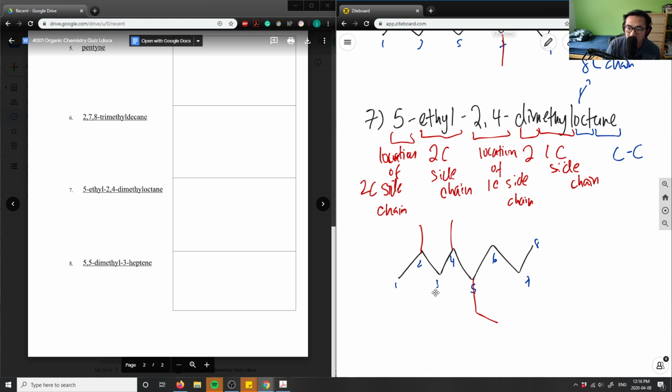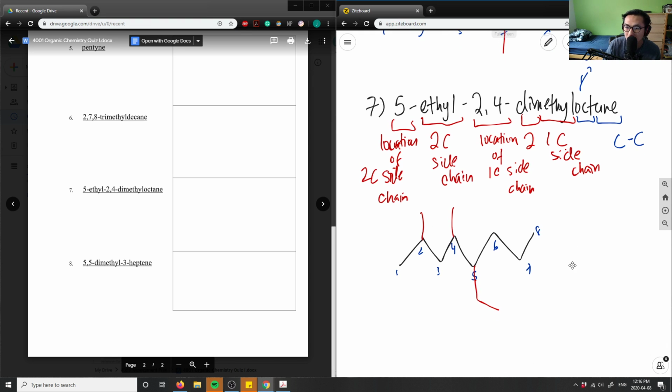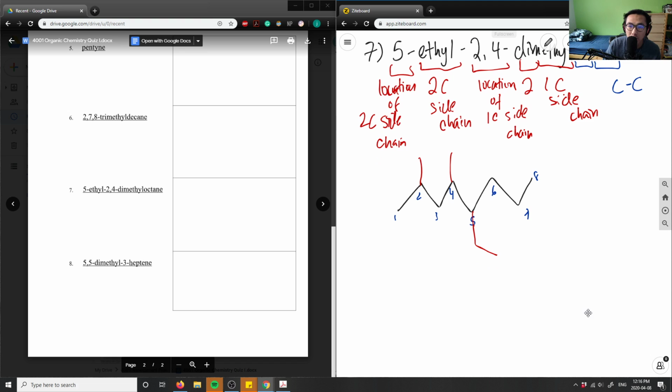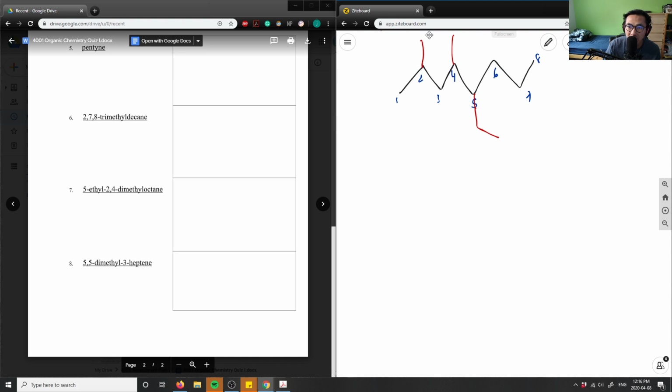I have 1, 2, 3, 4, 5, 6, 7, 8 as my octane here. Carbons 2 and 4 have my methyl groups, and then at carbon 5, I have my ethyl group. So this here is my correct answer for number 7. I'm going to leave the answer up here for you while I write down number 8.